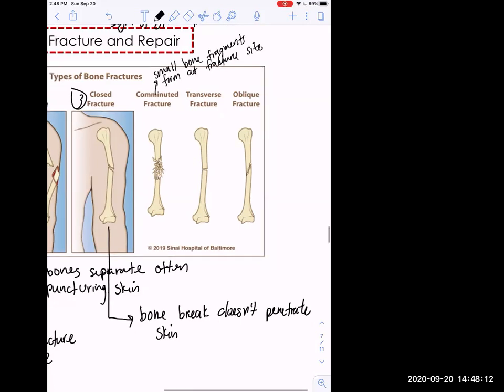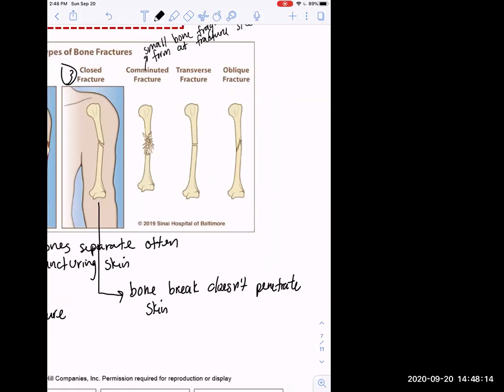The next two, transverse and oblique fractures, represent a clean fracture where the bone is completely broken through. It could either be open or closed. A transverse fracture is a completely horizontal fracture of the bone. And as the word oblique suggests, it is a fracture at an angle. Your bone fractures at an angle.